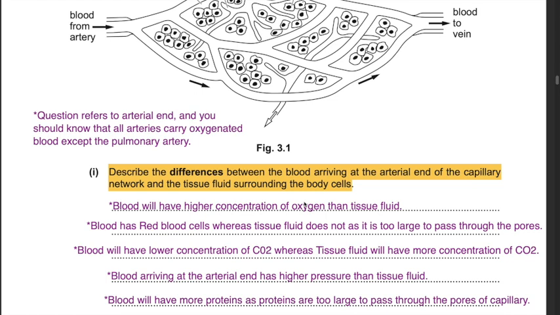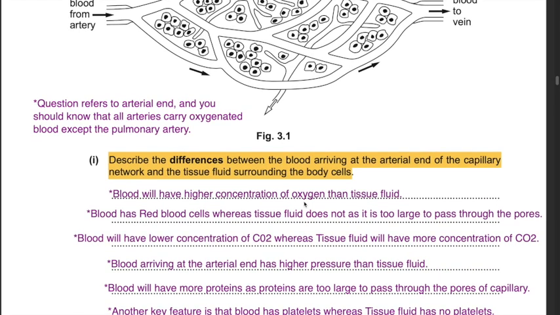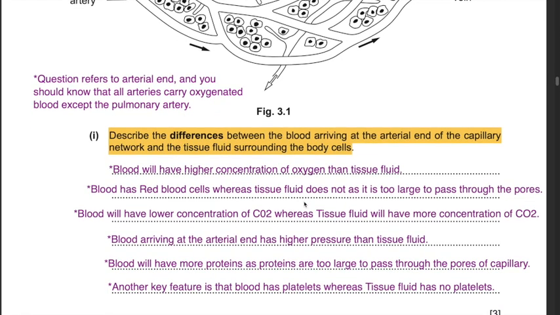Therefore, there is another possible difference. Some other differences are, blood will have lower concentration of carbon dioxide, whereas tissue fluid will have more concentration of carbon dioxide. You could also mention, blood arriving at the arterial end has higher pressure than tissue fluid. Blood will have more proteins, as proteins are too large to pass through the pores of the capillary. And that is also another possible difference, which you could keep in mind. Another key feature is that blood has platelets, whereas tissue fluid has no platelets. Since this question is for 3 marks, just mention 3 differences.